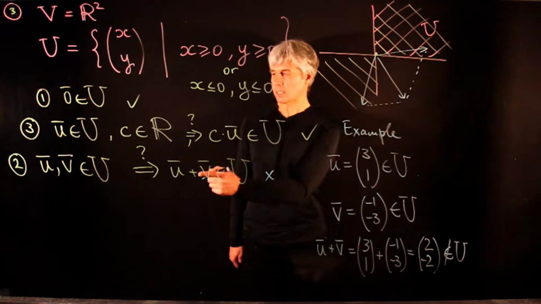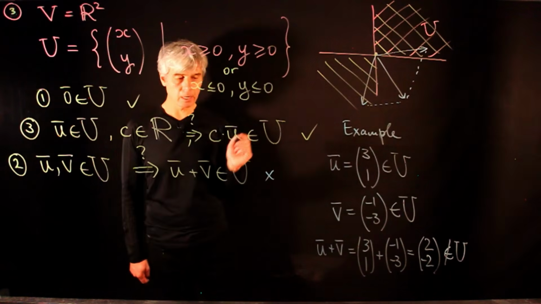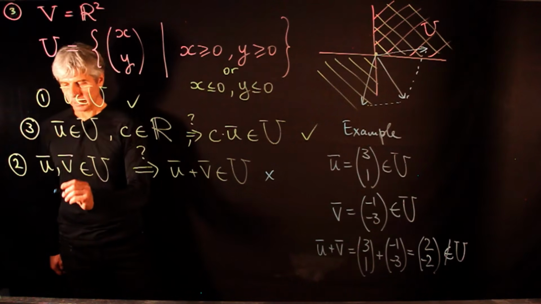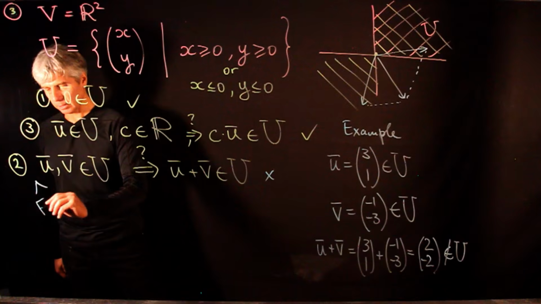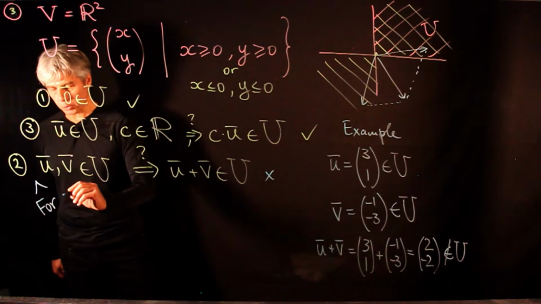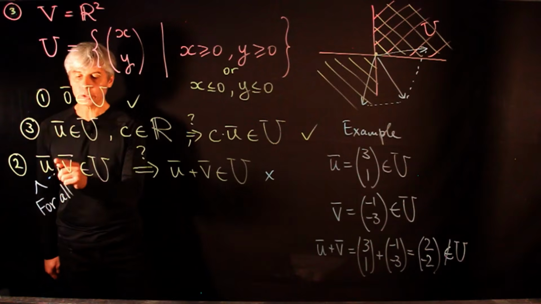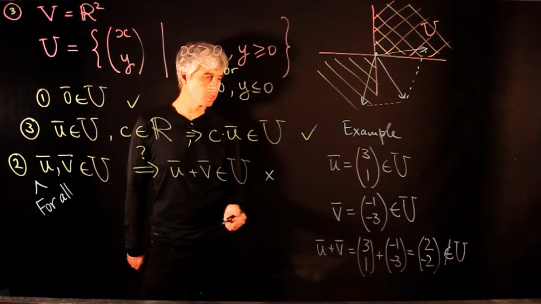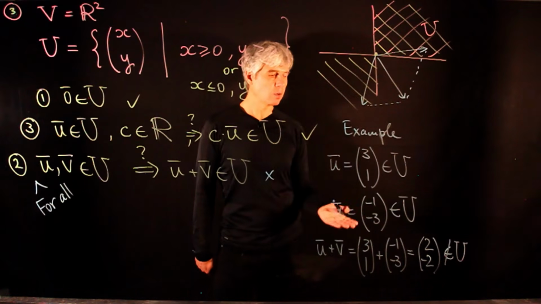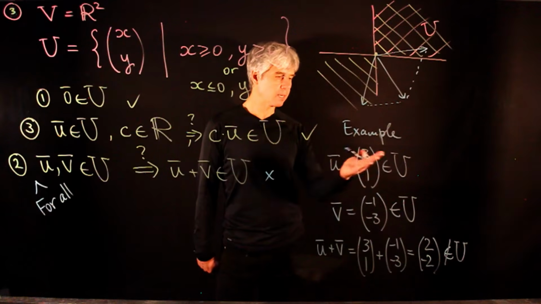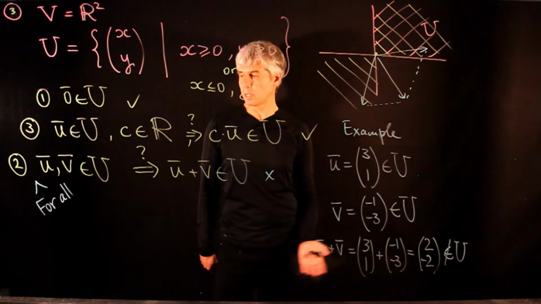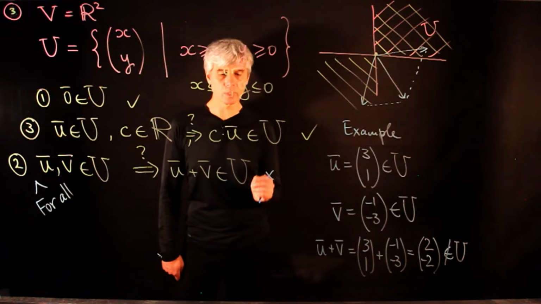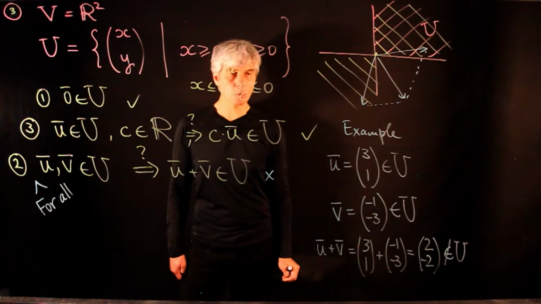And so this tells us that in general, this property fails. Because this property is postulated to hold for all u and v in the set U. The sum must be in U. And here we found an example of two vectors that are in U, but their sum is not in U. So this means that not for all u and v in U, the sum is in U. And so this property fails.